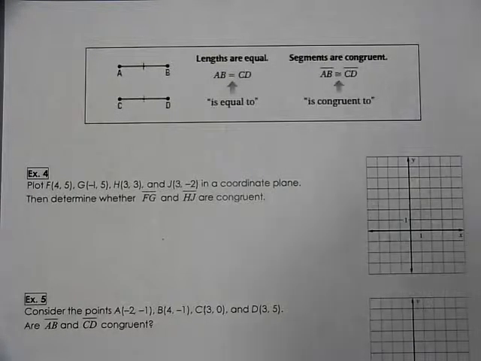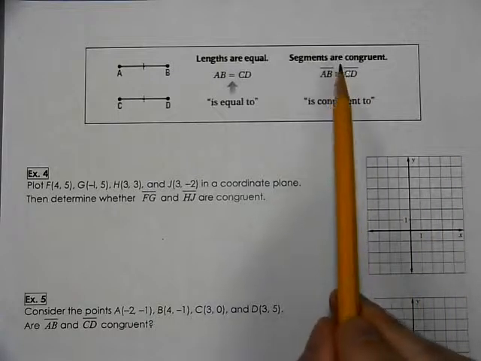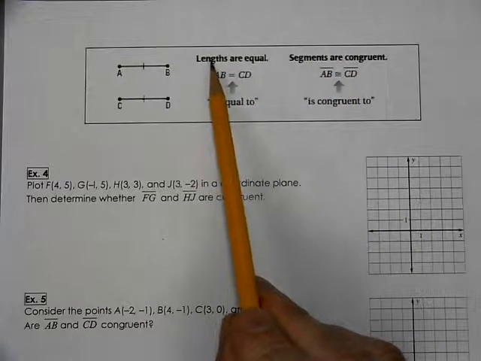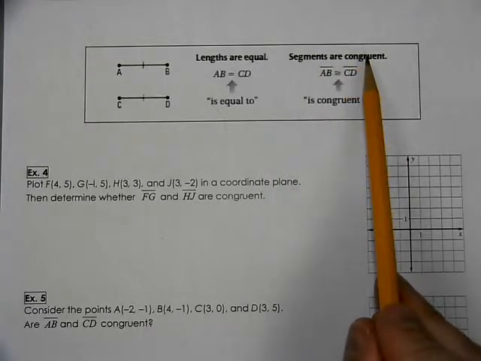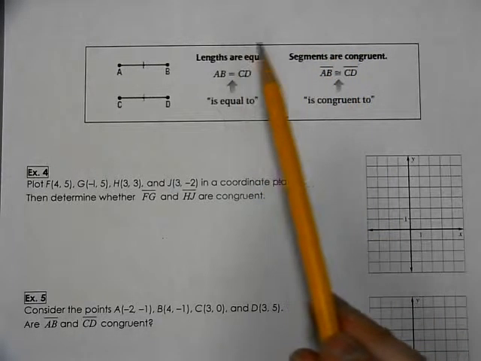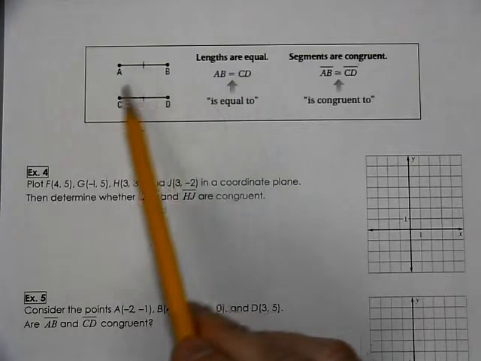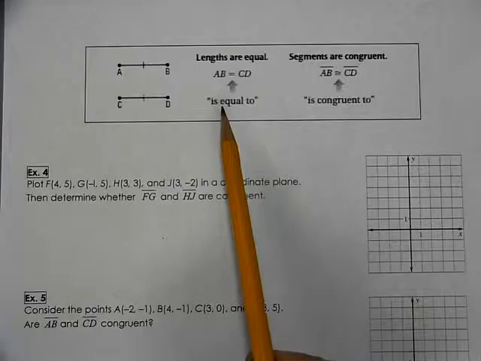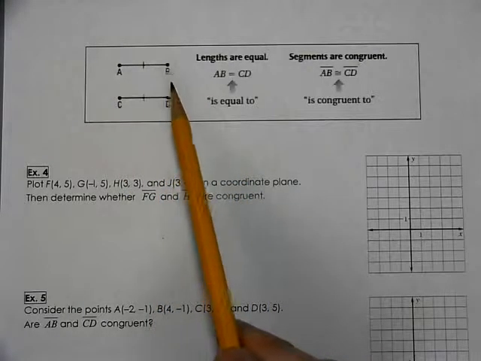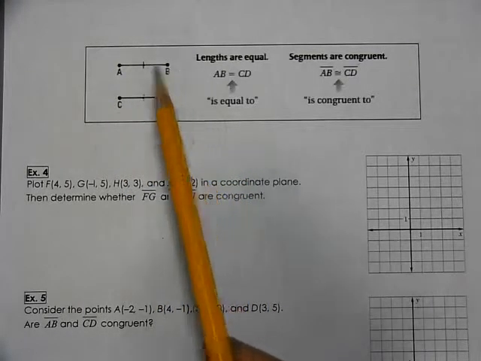Now on the next page, we're going to look at what's happening if two items are equal, what's happening if two items are congruent. Here we're talking about segments. Segments are equal if their number value is the same. So if they're both 3 inches long, those are called equal measures.